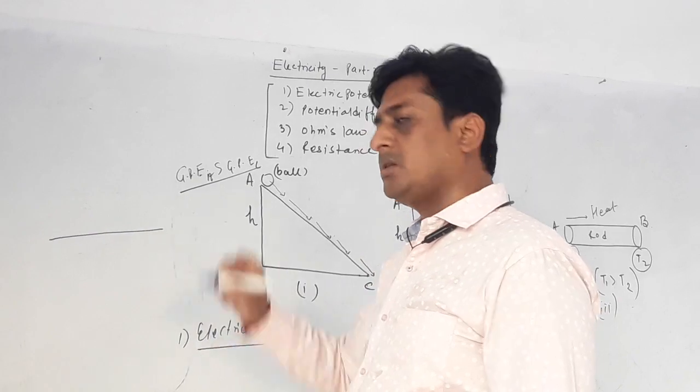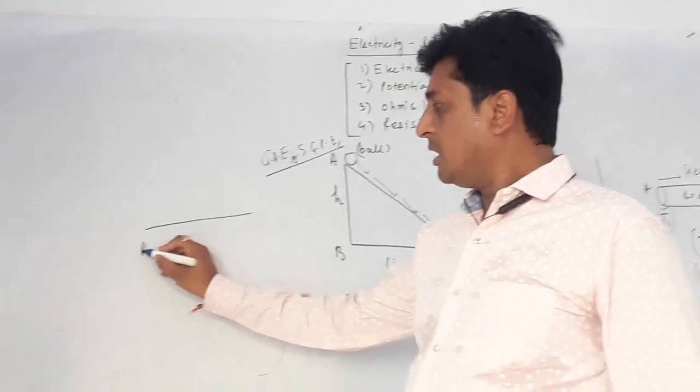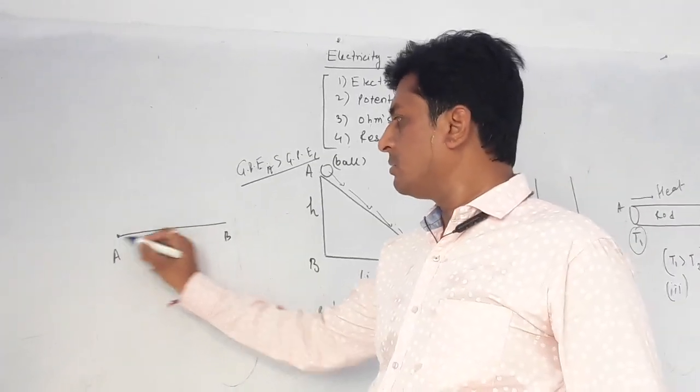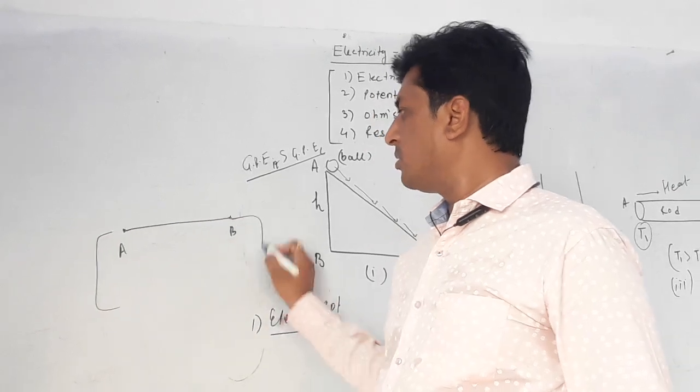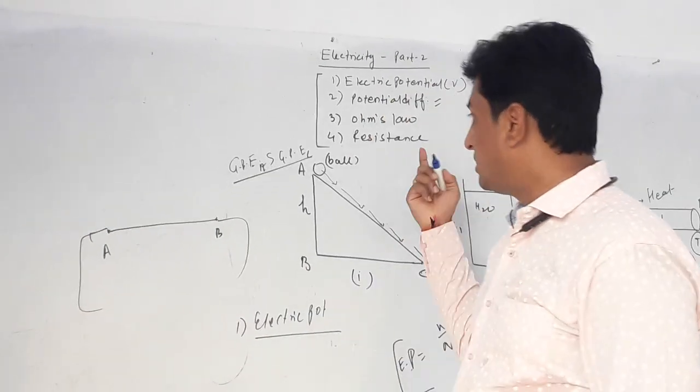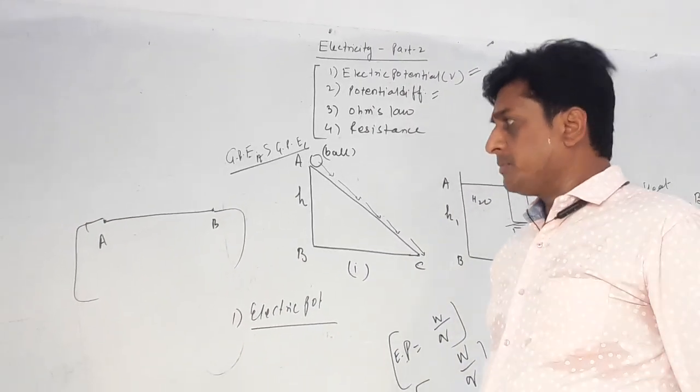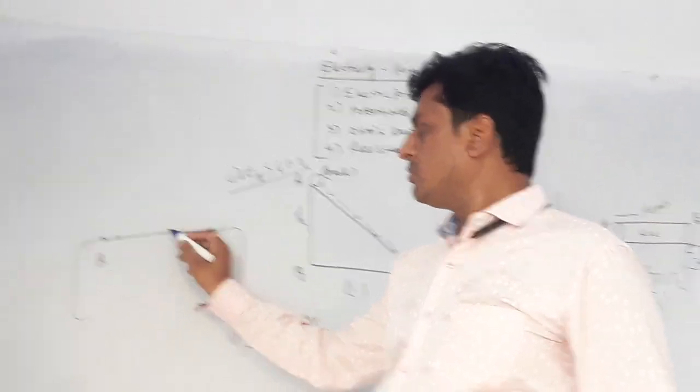Suppose that this is a wire. In this wire, one point is A and another point is B. It is connected to a circuit. I will tell you about the circuit after this lecture. Now, electricity will flow from here to here.